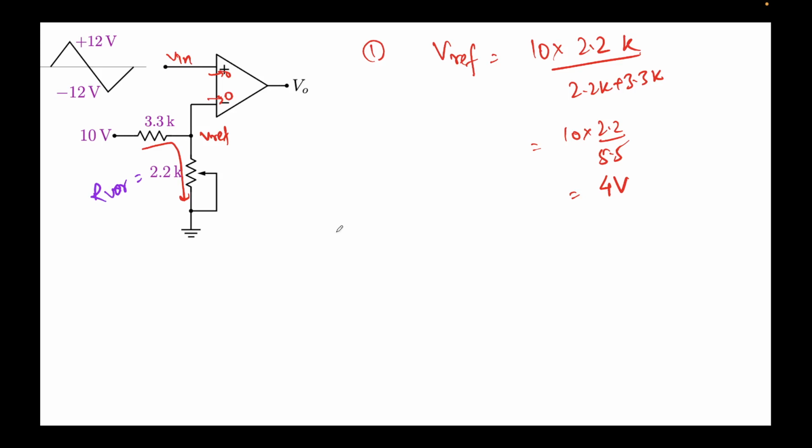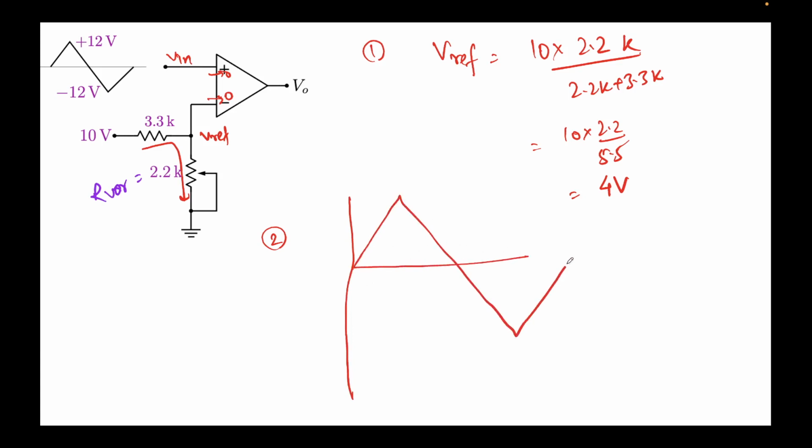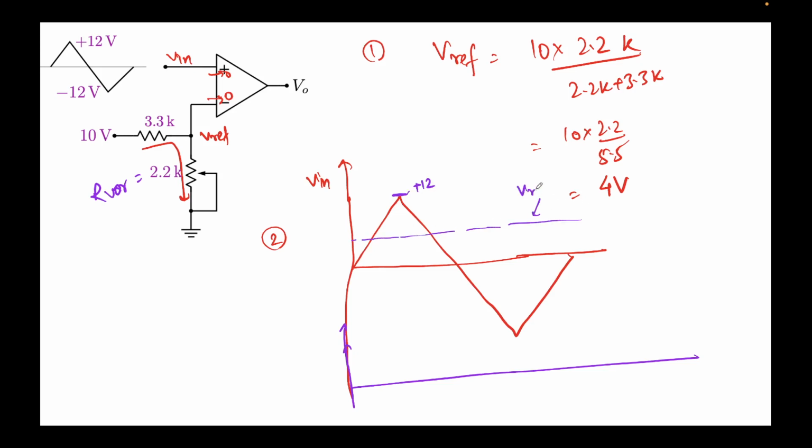Now what we'll do is simply draw the waveforms that we have been drawing. So this is your Vin, only one cycle, and we'll draw the output waveform in purple. This is your Vmax, that's plus 12, and your Vref is 4 volts, so Vref is somewhere over here. Again we assume this is the time T that we know. This is 2T, and this Vmax we know will be achieved at T by 2.